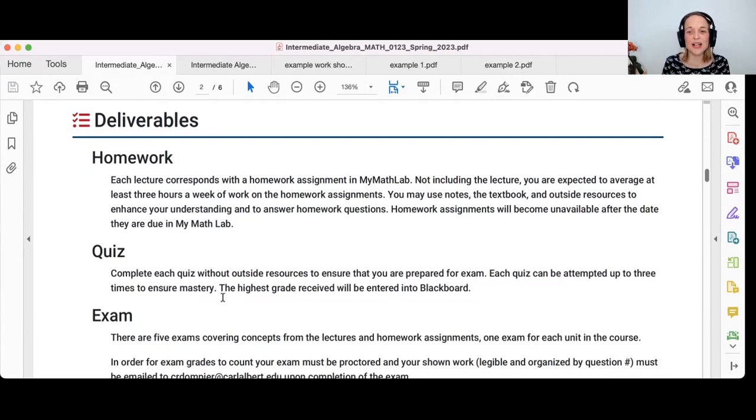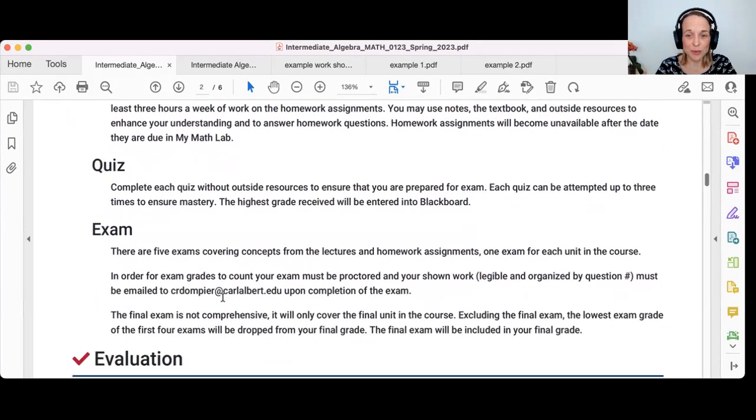All right. You can use any outside resources you need. You can use a textbook. You can use your notes for homework. That is fine. The quizzes are there to prepare you for the exams. I'm not watching you be proctored on the quiz, so you can use outside resources. I encourage you to try at least your last attempt of the quiz without outside resources to ensure that you are prepared for the exam. Each quiz you can take 3 times, and the highest grade you receive will be entered into your Blackboard grade.